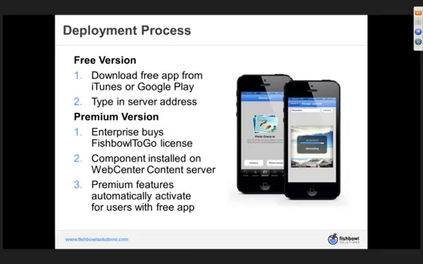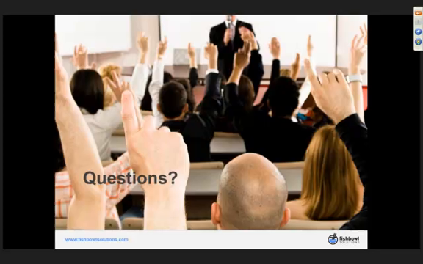And then to enable the premium features, the way that it works is it's one app. So you don't actually have to install a different app. Your users wouldn't install a different app. But you buy an enterprise license for FishbowlToGo. And the way that works is there's a component that would be installed on the Oracle WebCenter Content server, and that would enable the premium features for all users who are connecting to that particular server. So once that premium component is installed, then anyone who's already downloaded the free version off iTunes or Google Play would now have the capabilities to take advantage of the premium functionality like check-in and workflow.